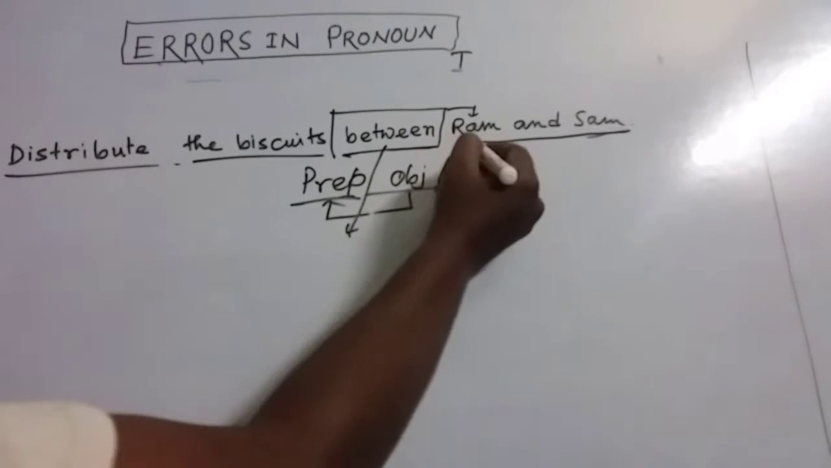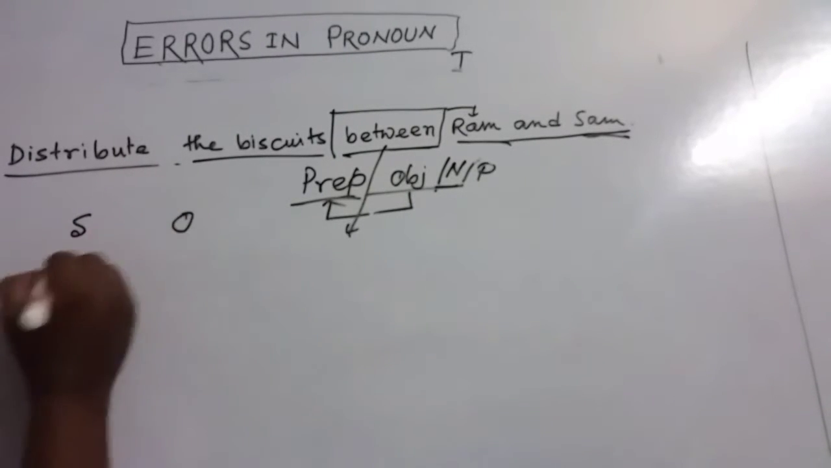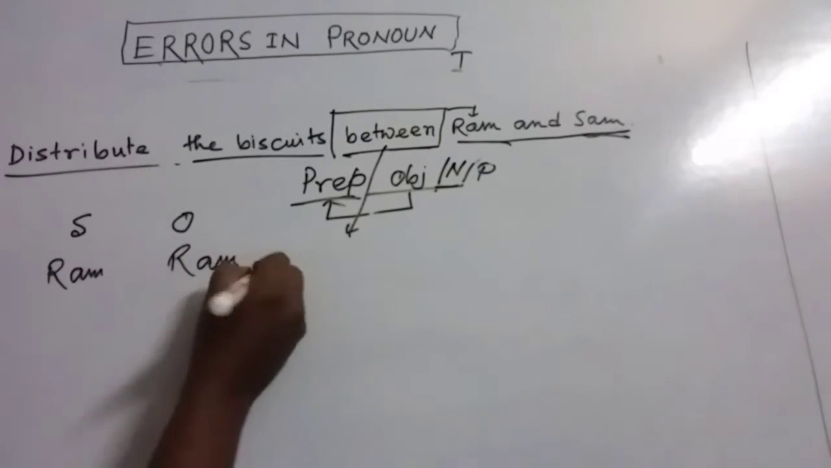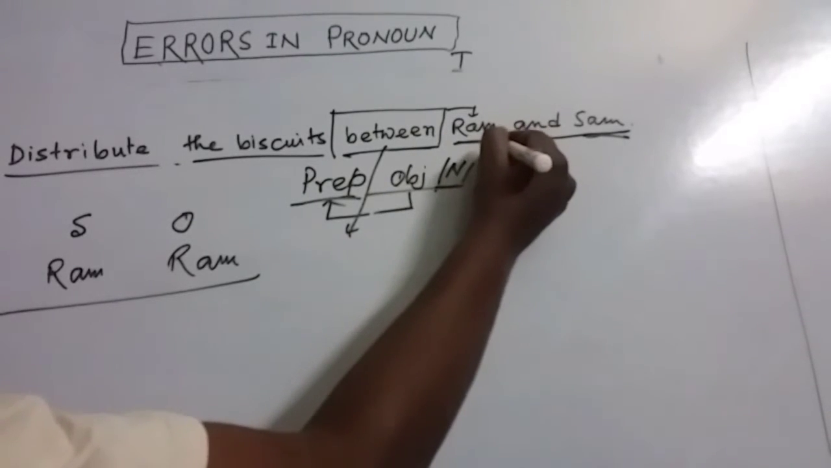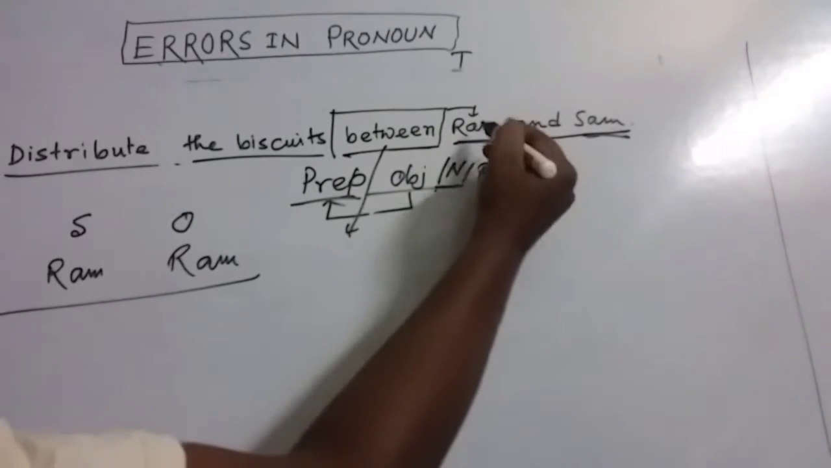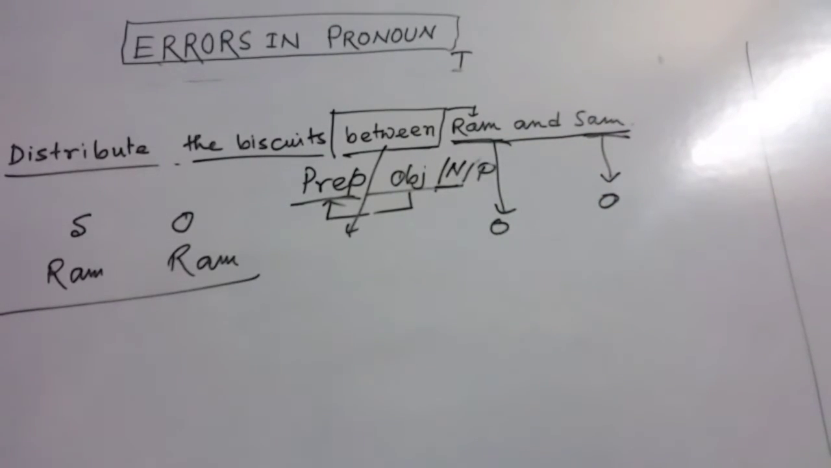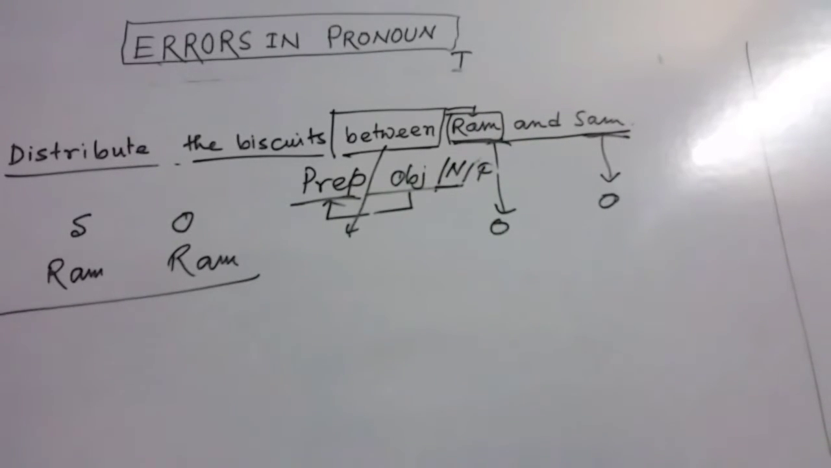Actually, my dear friends, these two words are nouns, and you know the subjective form and the objective form of a noun are the same. That's why there is no such problem. This is not the subjective form, rather it is the objective form of this word. This is also the objective form of this word. As these are nouns, there is no such problem. My dear friends, the problem is created when these are pronouns. Let's look at this.